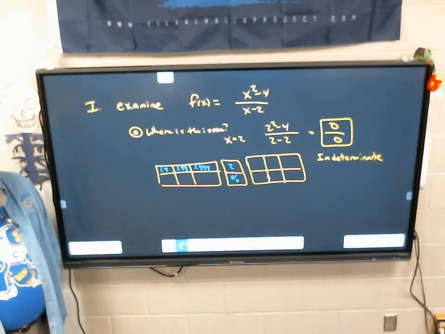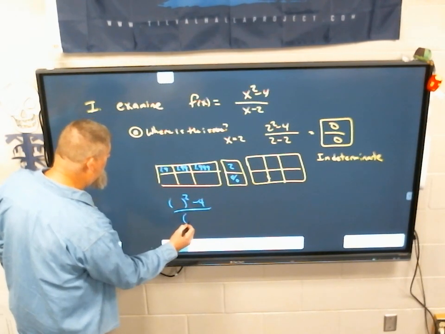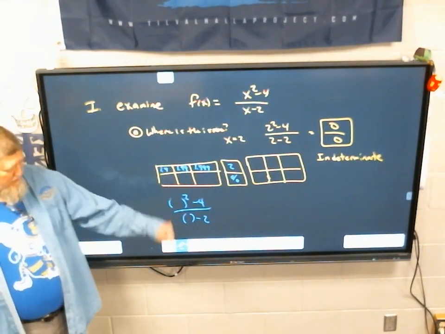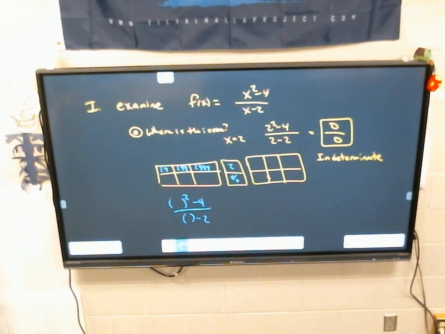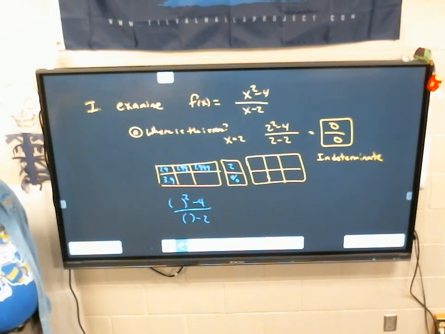Now take your calculator, plug those values into the function, and see what values we get. So 1.9 squared minus 4 divided by 1.9 minus 2. See what you get. 3.9 for 1.9? Okay, what about if we put in 1.99?